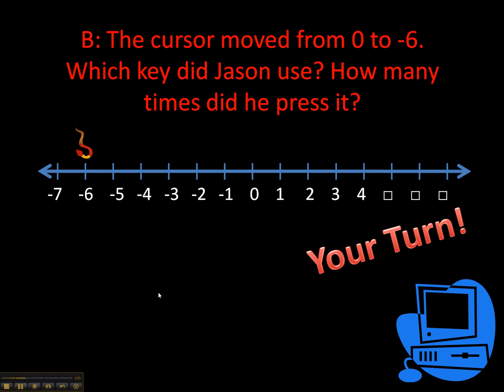Now it's your turn. Let's suppose the cursor moved from 0 to -6. Which key did Jason use? How many times did he press it? I'd like you to grab a piece of paper and a pencil, and I'd like you to write that answer down on your paper.